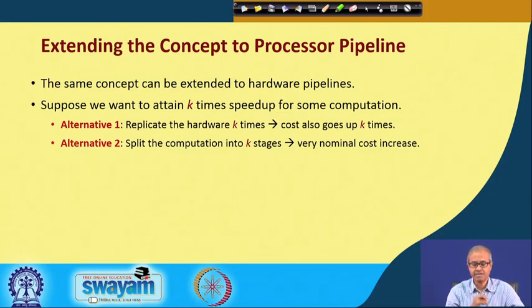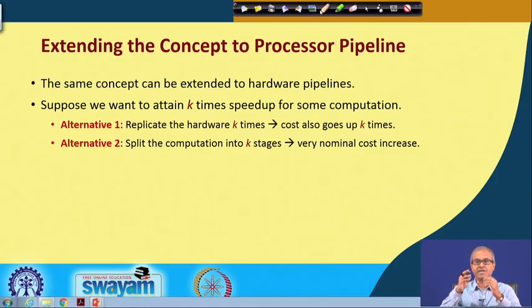Now, extending the concept to processor pipeline, we want to increase the speed of a processor. Suppose I have a CPU, I want to make it k times faster. So, I have 2 alternatives: I can buy k copies of the CPU and run k instructions in parallel, so that is one way to have k times speed up, or I can divide the execution process into k stages of pipeline. So, instructions will be executing in a pipeline fashion, just like the washing, drying and ironing I mentioned. There also you can expect a k times speed up.